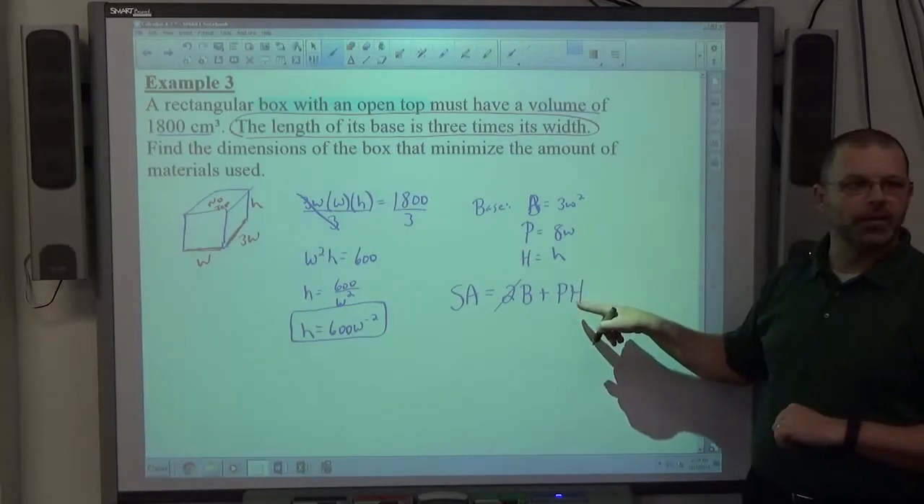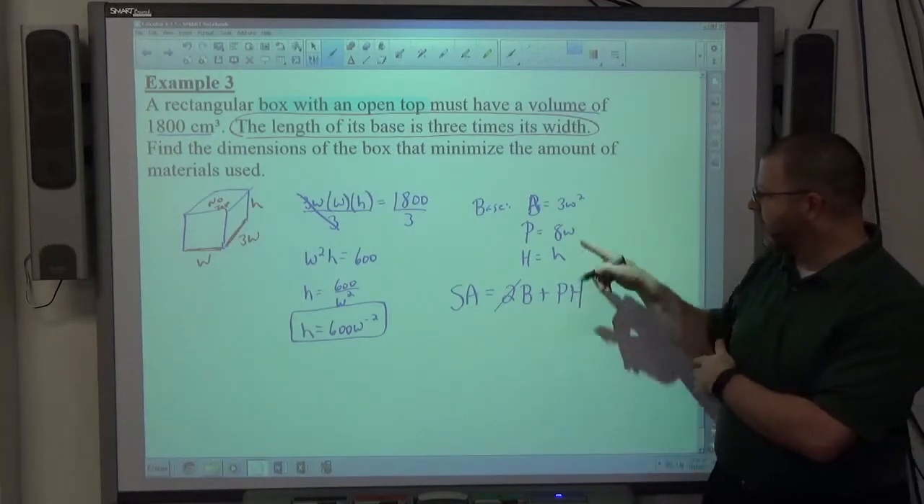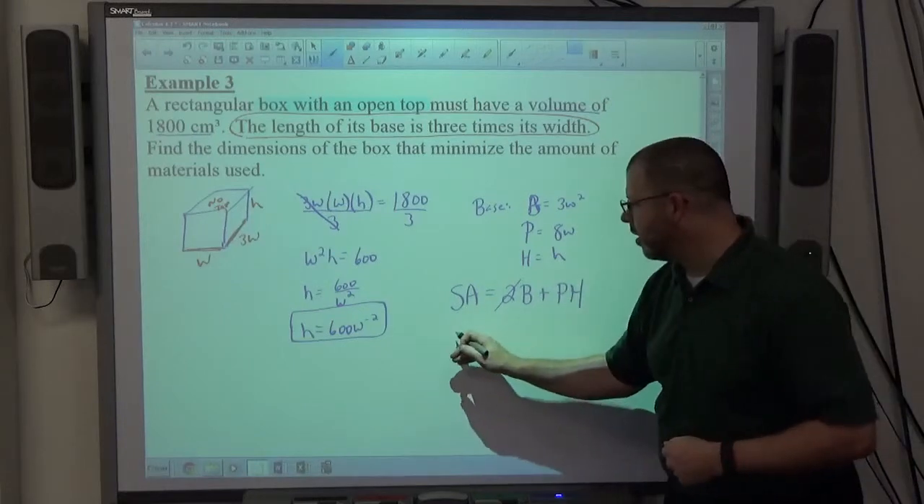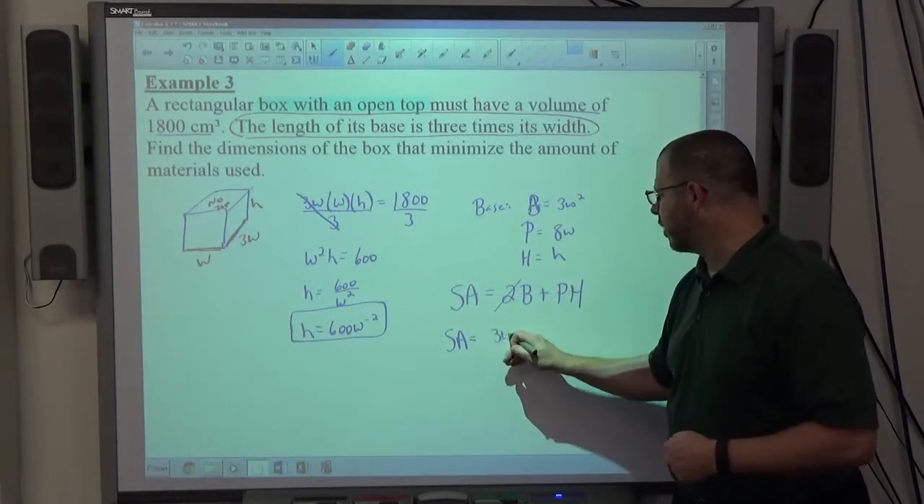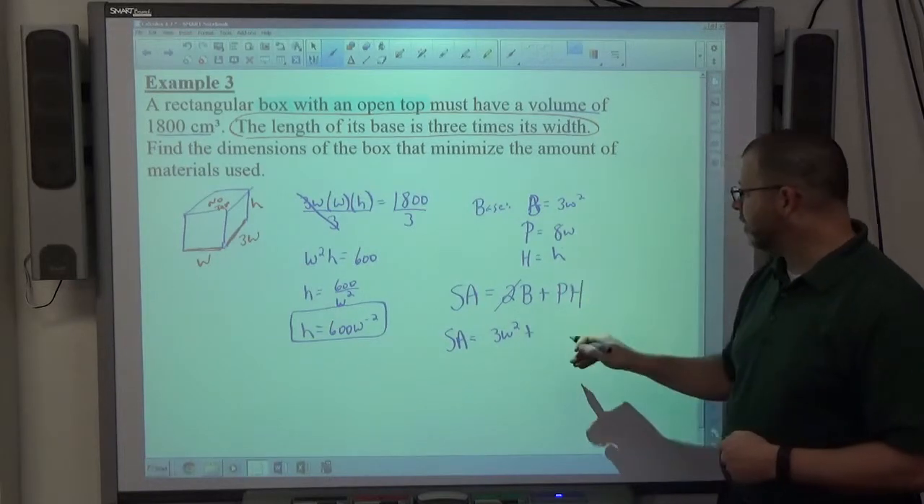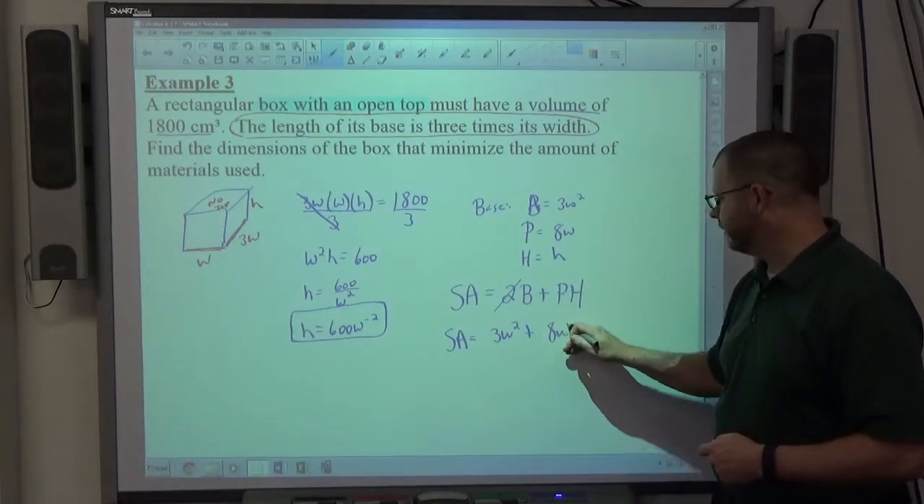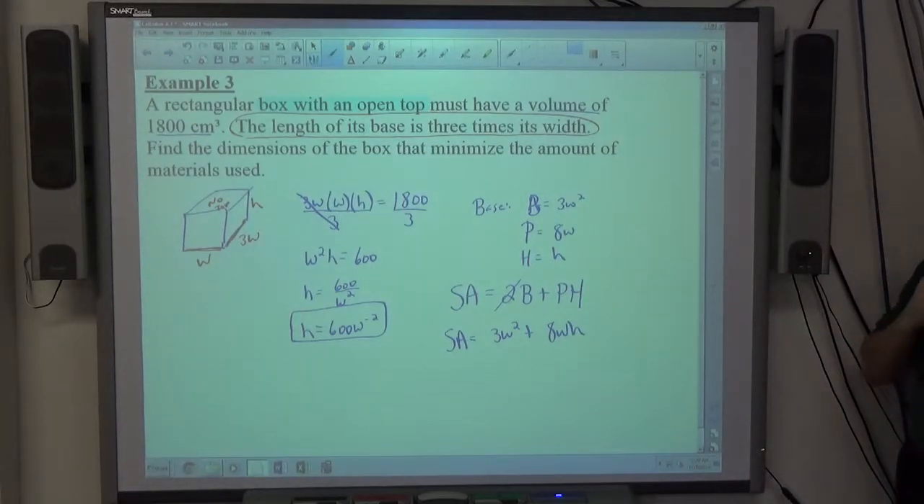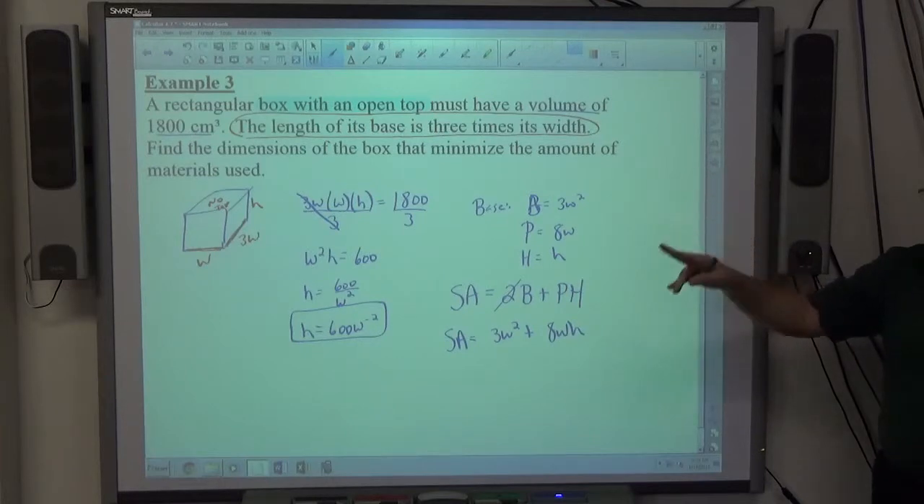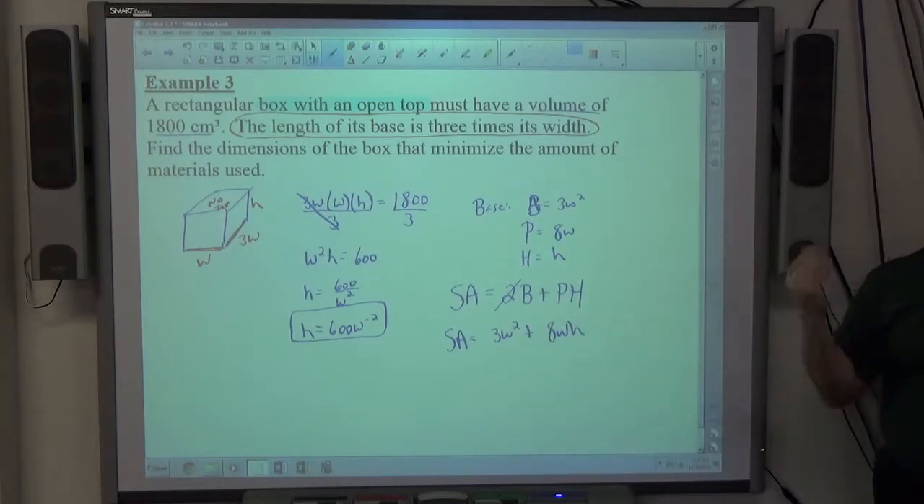pH is the area of the sides. So if I were to substitute these numbers into this formula, what I'm trying to optimize, surface area, is equal to the area of the base, 3W squared, plus pH, that's going to be 8WH. All right? The only difference, if it wasn't open top, this would say 6W squared, right? Because we have two bases, top and bottom base.